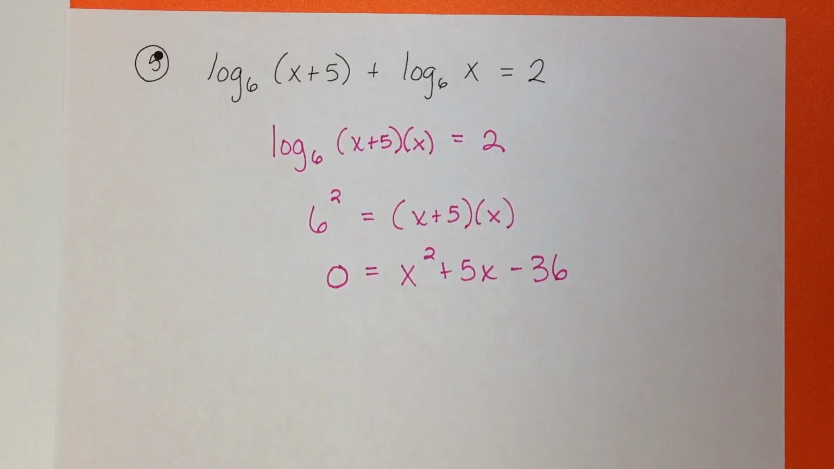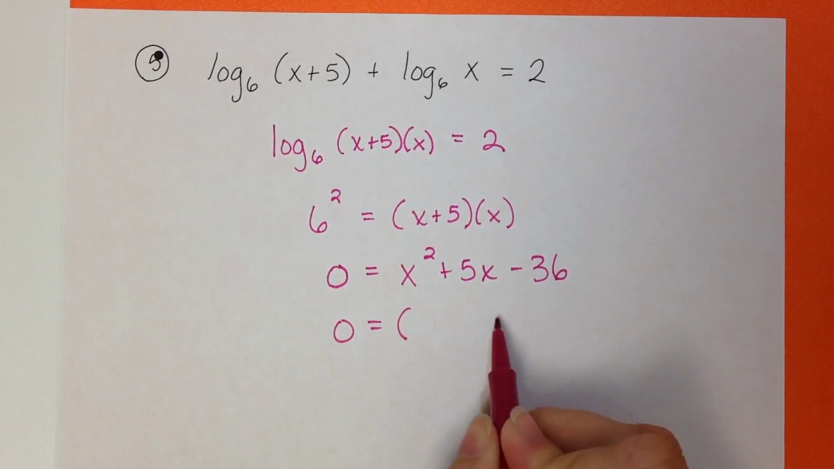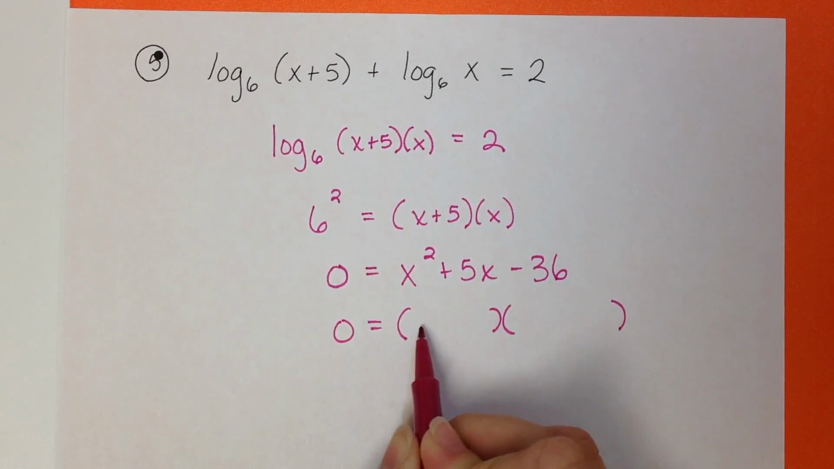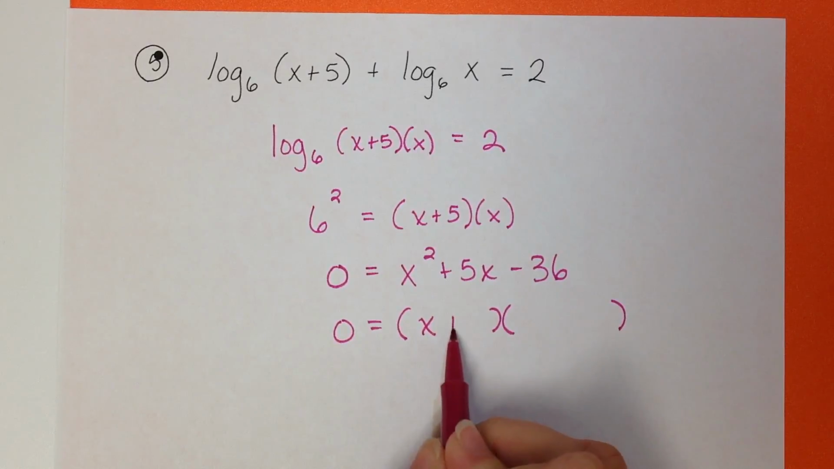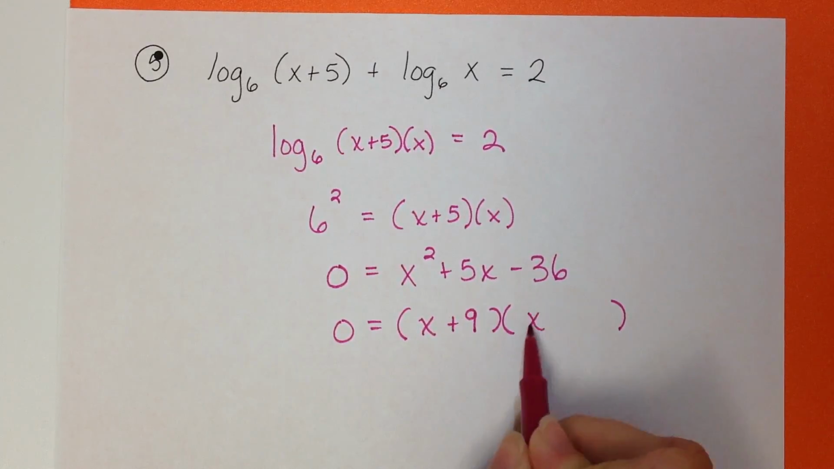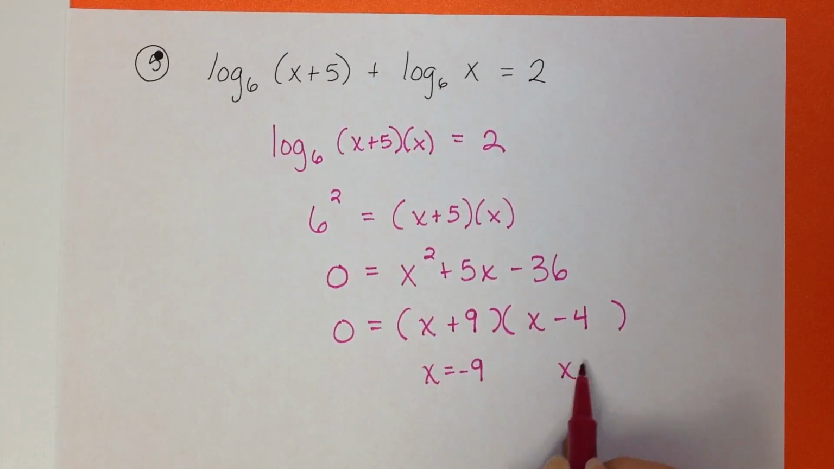Alright, so we'll see if this will factor. If it won't factor, then remember we've got our quadratic formula. But I do believe we can get this one to factor. x plus 9 and x minus 4. So I get x is equal to negative 9, and x is equal to positive 4.